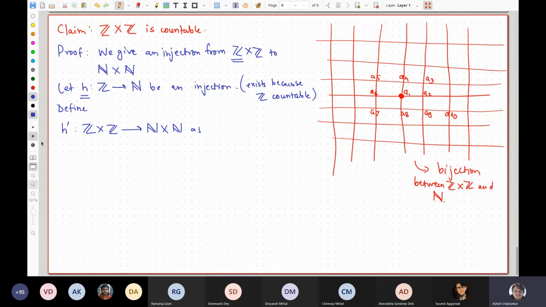What is the easiest way of doing it? If the first element is positive K in Z, then we can map it to 2K in N for the first element. Aren't you making it more complicated? Divyansh, what idea do you have? Like we can map H prime of (m, n) to (H(m), H(n)), right? Absolutely.